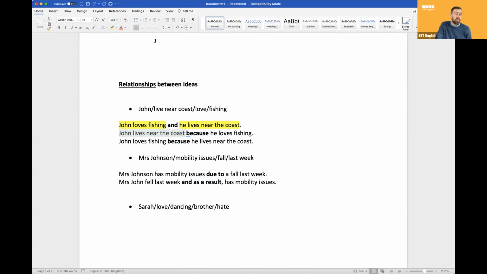Now I'm going to say this is the result. John lives near the coast. Why does he live near the coast? Well, he lives near the coast because he loves fishing. So green is going to be our cause. Blue is going to be our result. In this case, John loves fishing. Well, now this one is the result, and this one's the cause. So with the word because, you always have the result first and the cause second.